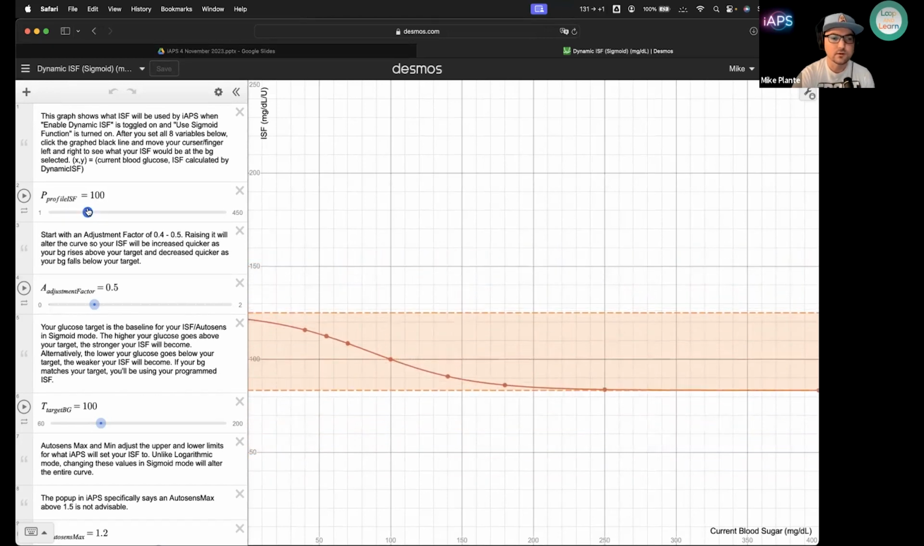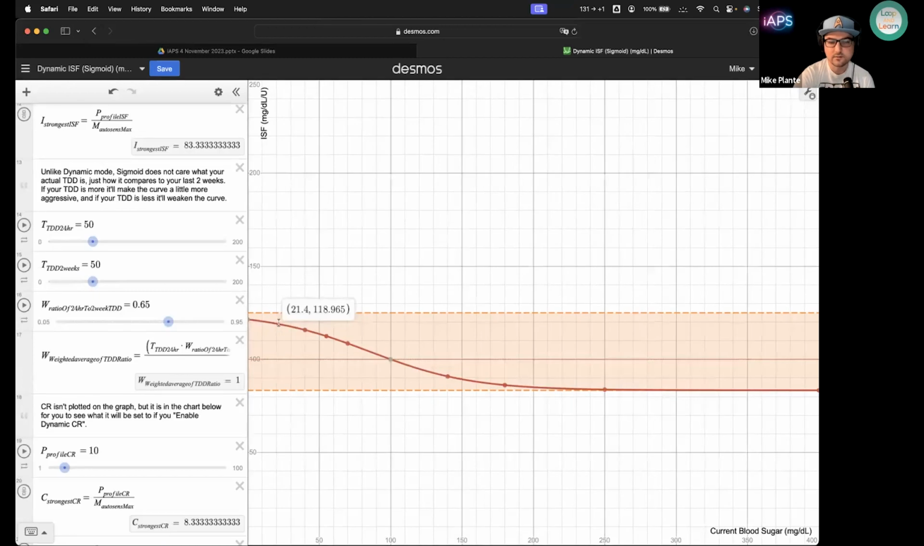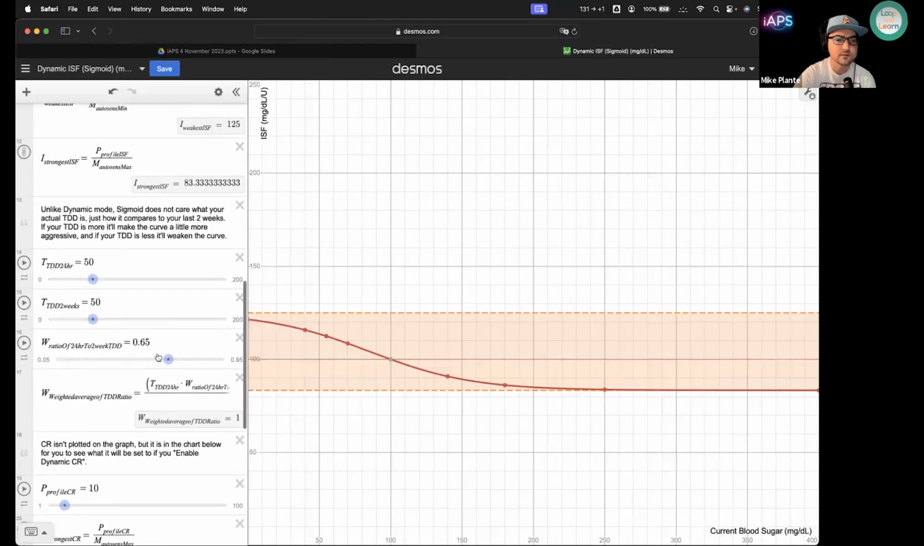So say if your profile ISF is set to 100, then this red line here, just like the blue line on the last graph, is, so the X value is your current blood sugar, and the Y value is what your ISF is going to be set to. And it'll automatically always stay within the highlighted section for Sigmoid, which is also another little difference.